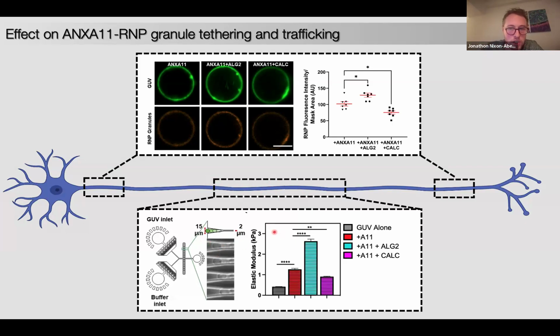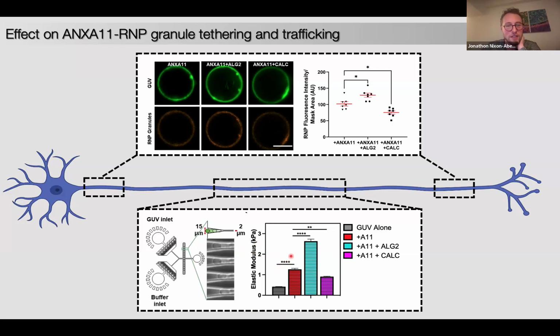From this, she was able to extract the elastic modulus of GUVs on their own and in the presence of annexin A11 with either ALG2 or calcyclin. The elastic modulus, or Young's modulus here, essentially gives us a readout of the stiffness of the ensemble. From this data, you can see quite clearly that having annexin A11 on the surface of lipid membranes substantially increases the stiffness of the ensemble.